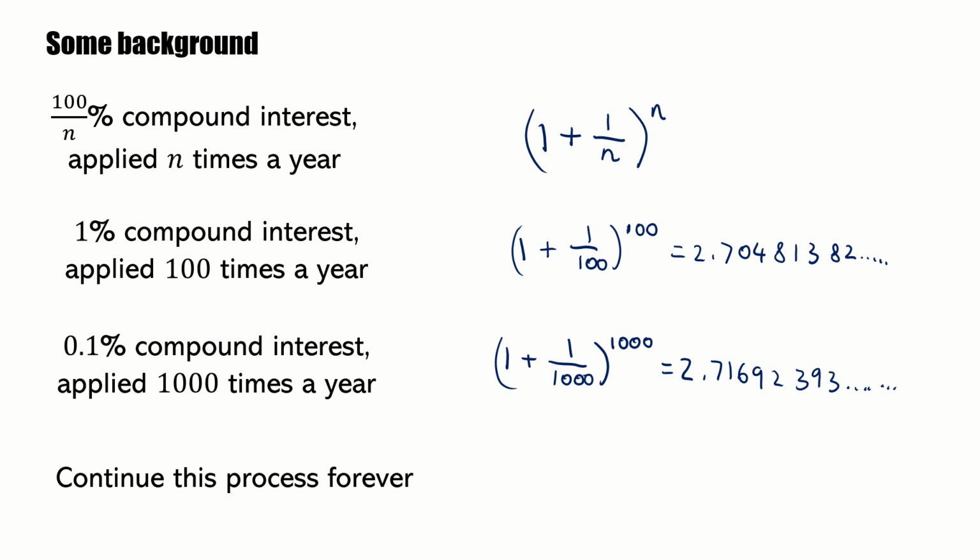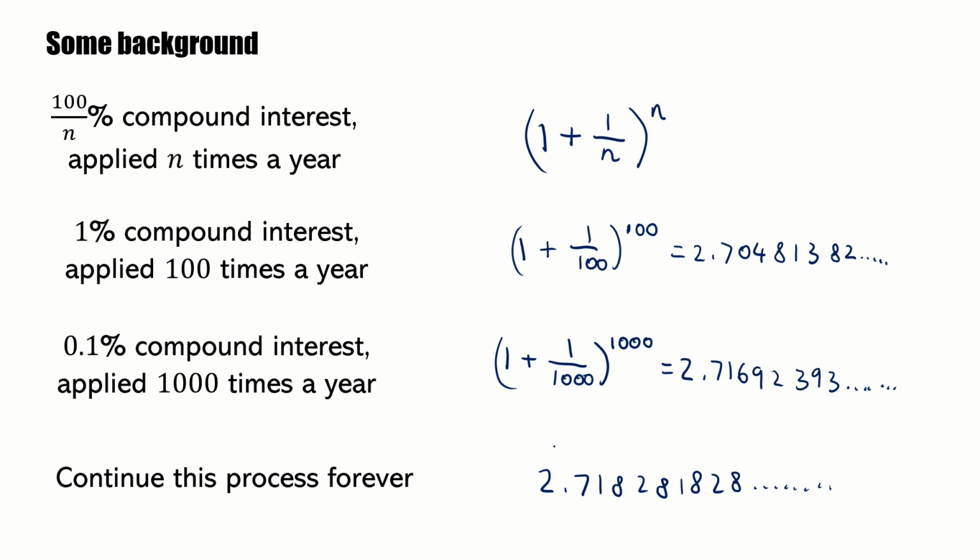In fact, if you were to do this forever, the number you would end up getting would be 2.718281828, and then more decimal points going on forever. You can see that although it has gone up from where we were at by applying this process 1,000 times a year, it really hasn't increased that much at all. It does reach what we call a limit.